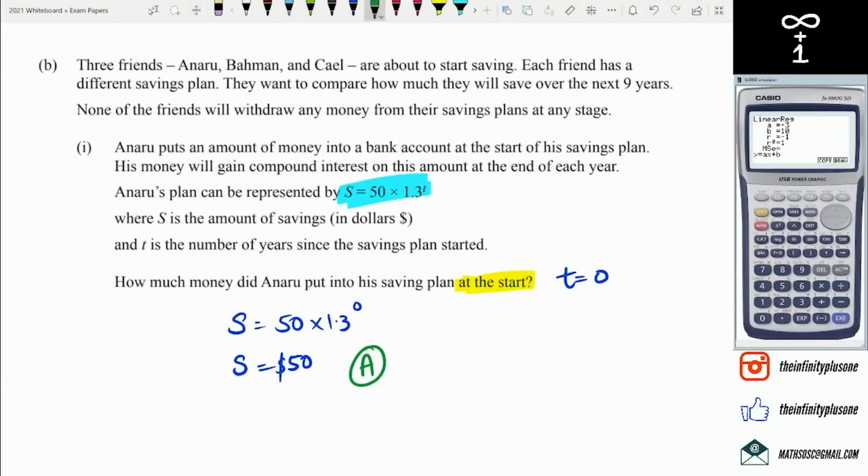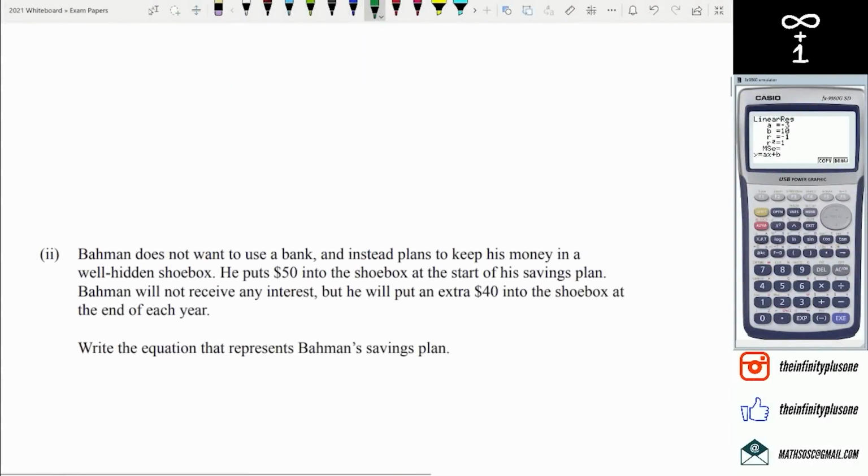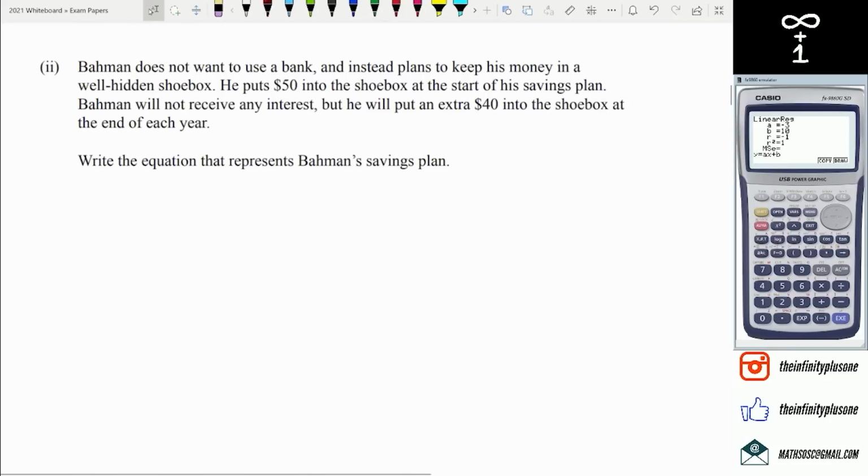All right, so let's go to the second part of the question. With the second part, we've got our second person here. Now he puts $50 into the box at the start, so that's something to remember. And then he puts an extra 40 into the shoebox at the end of each year. All right. So you can do it kind of two ways.